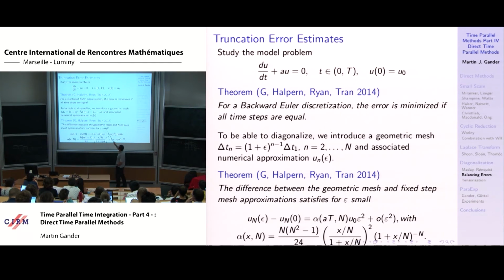A first result says, if I use a geometric mesh with a stretching epsilon, then the difference between what I get for the stretched mesh and the mesh that uses the same time steps is a constant times epsilon squared, where this is the stretching, plus smaller terms. And the constant we can calculate for this model problem. So we know the more we stretch, the worse the truncation error gets. So we don't want to stretch too much.